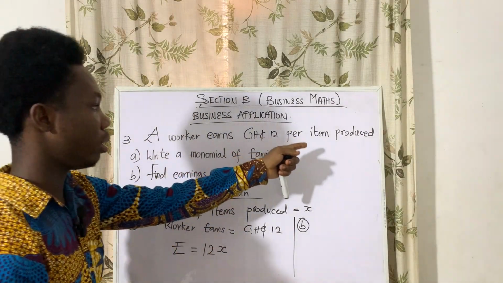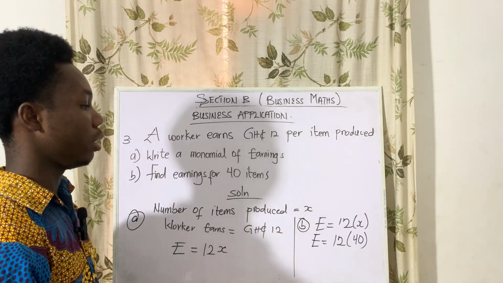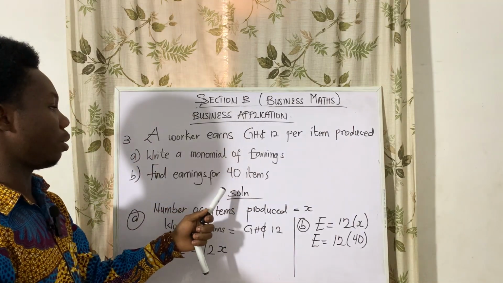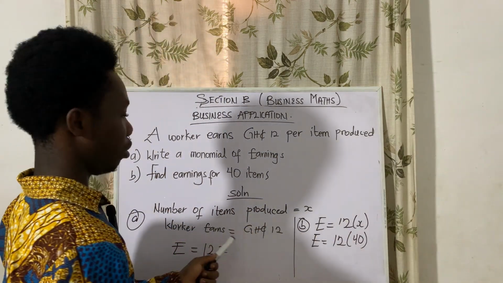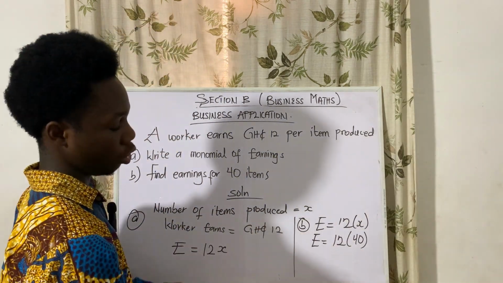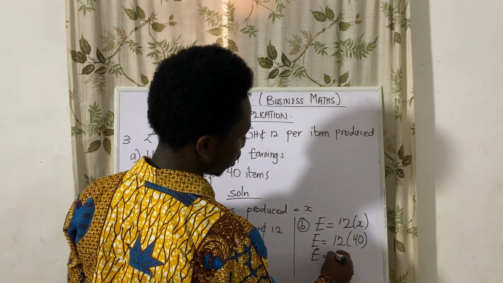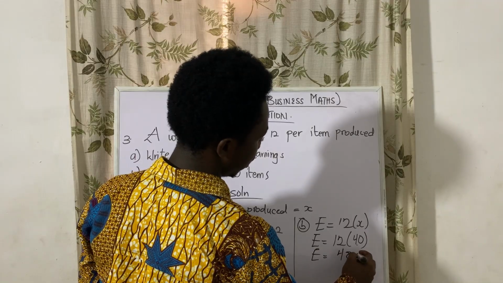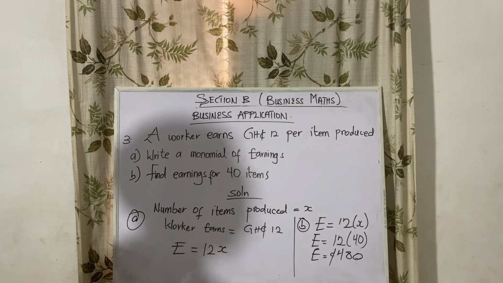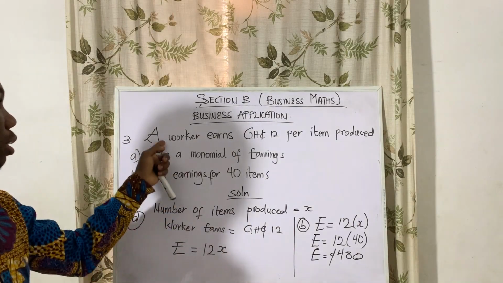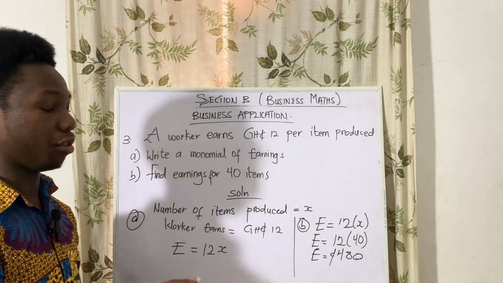So at first we didn't know the items produced, right? So we said it is x. Now let's solve for B. They said find earnings for 40 items. So E is equal to 12x. At first you didn't know, but now they said 40 items, so you substitute 40 for x. You multiply, and you get what? 480 Ghana cedi. So the earning for 40 items is 480 Ghana cedi. So we are done solving this question. This is a simple question for some 5 marks or 4 marks.